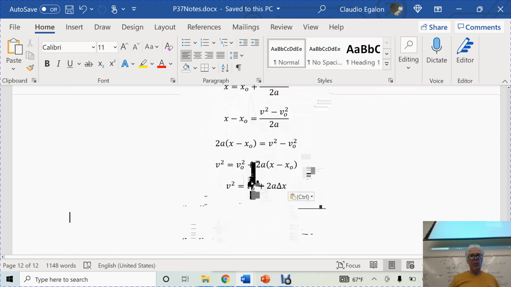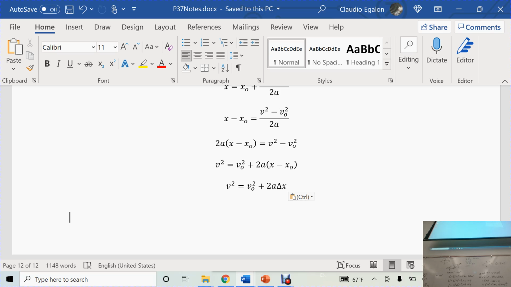It sounds like lots of work, but it's one of the simplest derivations that we can do. So that's what I want to show to you before moving to the two-dimensional motion. Okay. Save it.